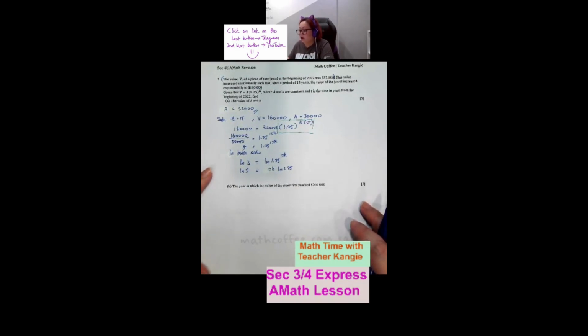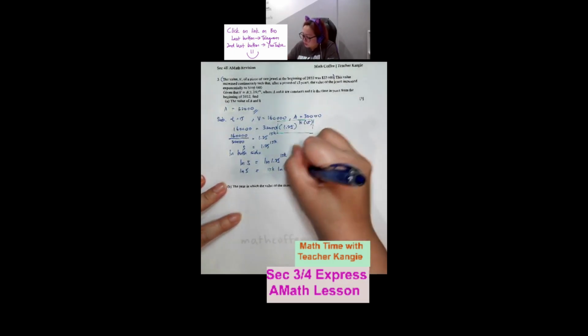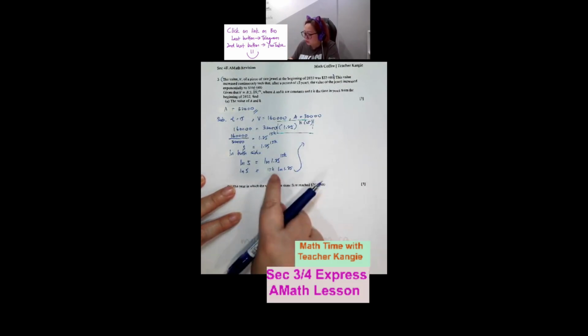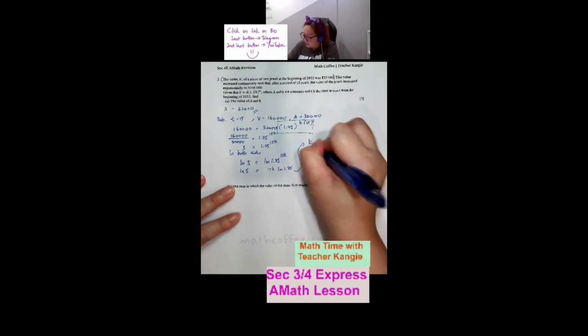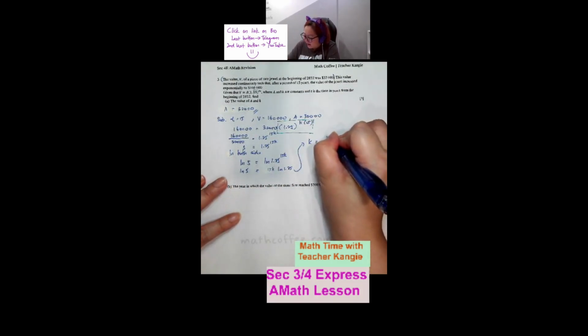Okay, why is it that we ln both sides? Because we want to make use of the power law to bring the K down. So now let's continue. To make K the subject, my K will simply be ln 5 divided by 15 ln 1.25.